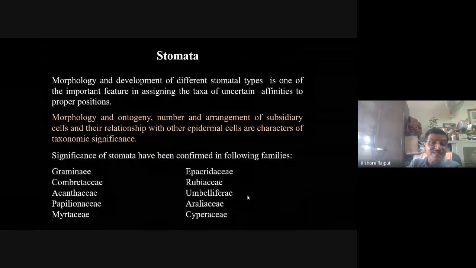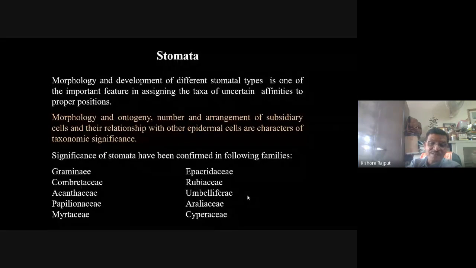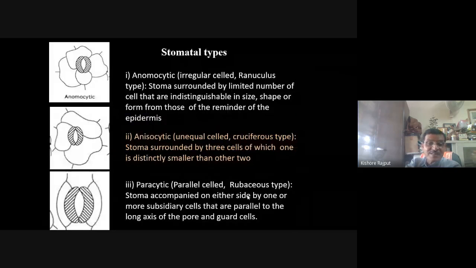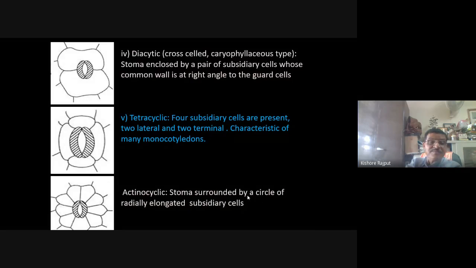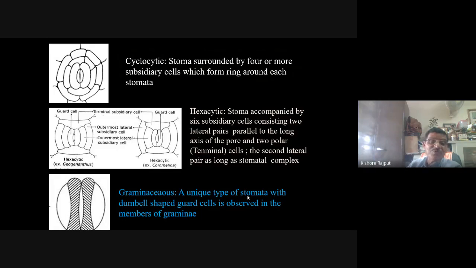Then stomata is another feature which you are well aware of, and maybe you have learned the different types of stomata. That is anomocytic, anisocytic, paracytic, then diacytic, tetracytic, actinocytic, and then you have a few more additions. Cyclocytic is there, hexacytic is there, or graminaceous. Some of them you may not have studied at graduation level, but usually we use them at masters and PhD.